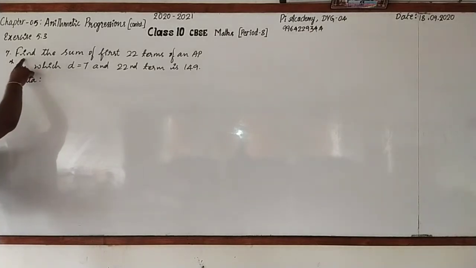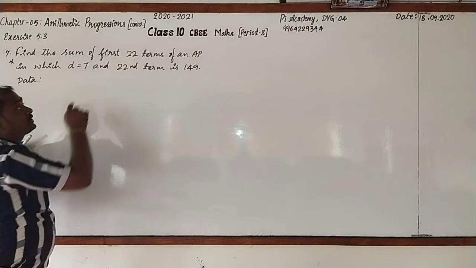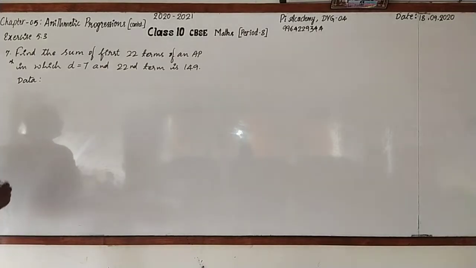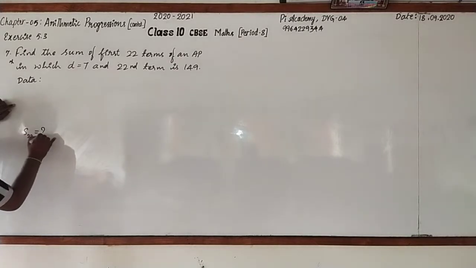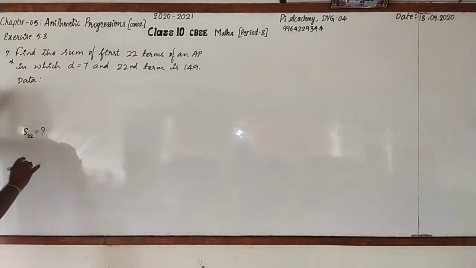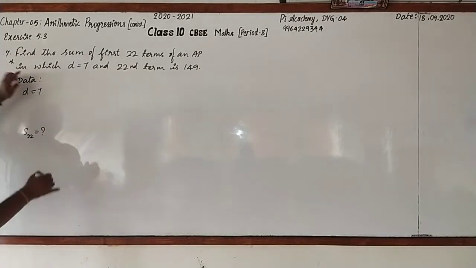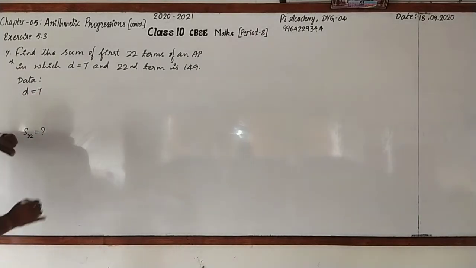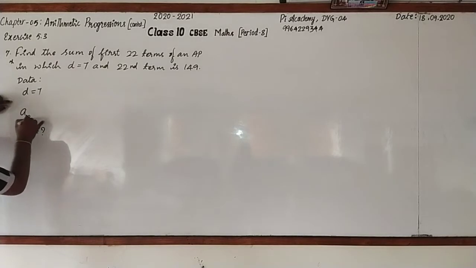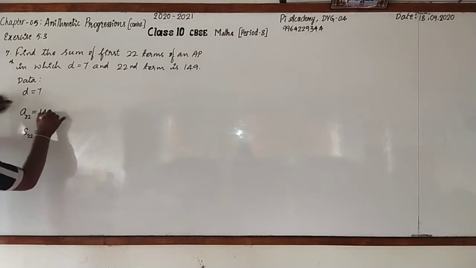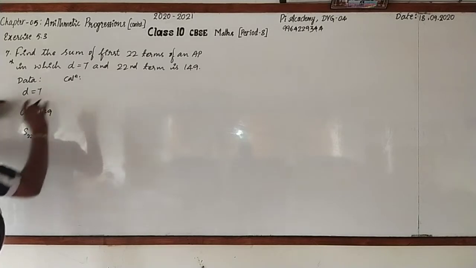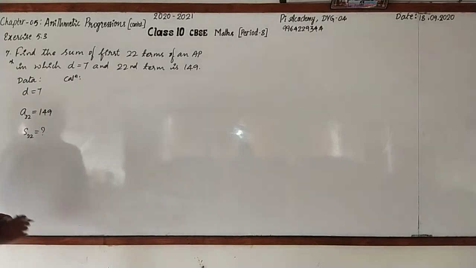First you go through the statement. Find the sum of first 22 terms of an AP. How do you write? It is S22, which is equal to question mark. Is it not? Next, the common difference d is 7, they have given, and the 22nd term is 149. That is a22 is equal to 149. Followed?